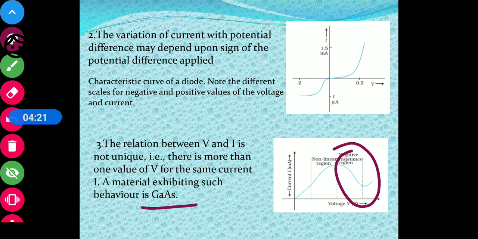The materials or conductors in which V is directly proportional to I and the graph is a straight line are known as ohmic conductors, and those for which the graph is not a straight line are called non-ohmic resistors.